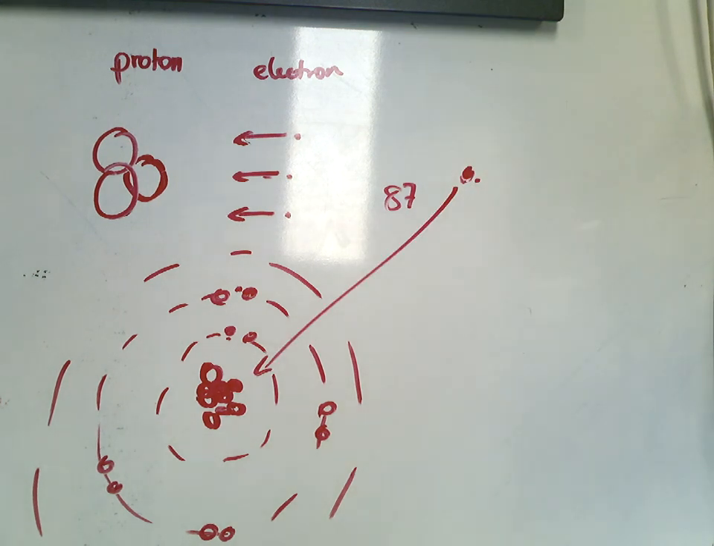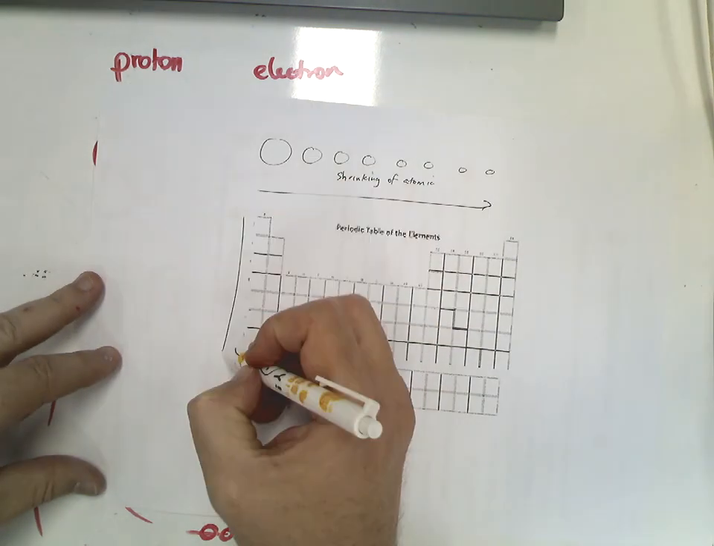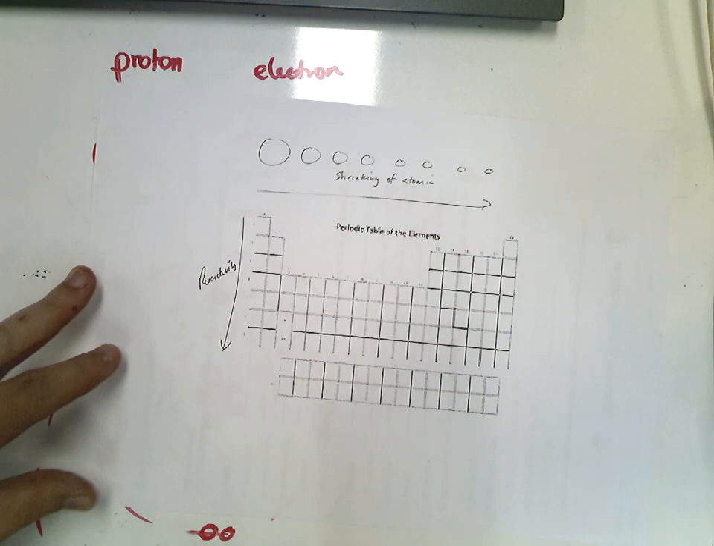And that's why as we move down the periodic table, down this side, and I'll just get my little trusty sheet, as we move down here, the reactivity increases. So that's how reactive elements happen.